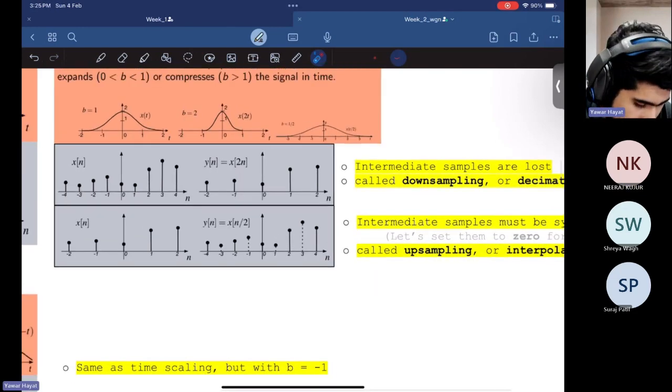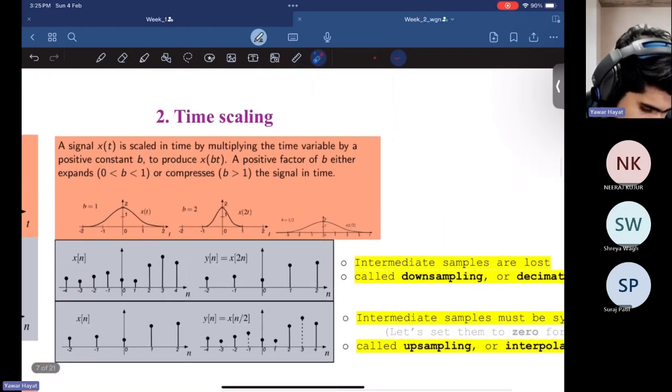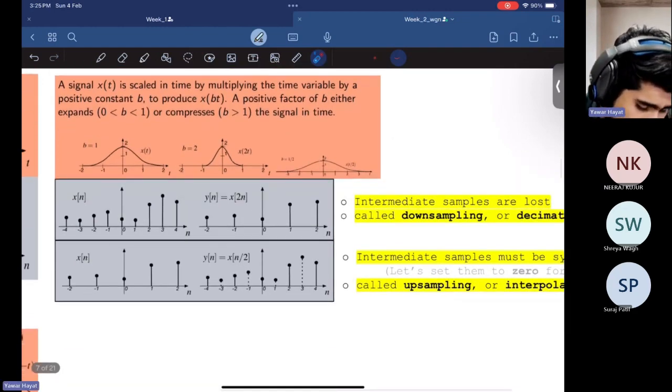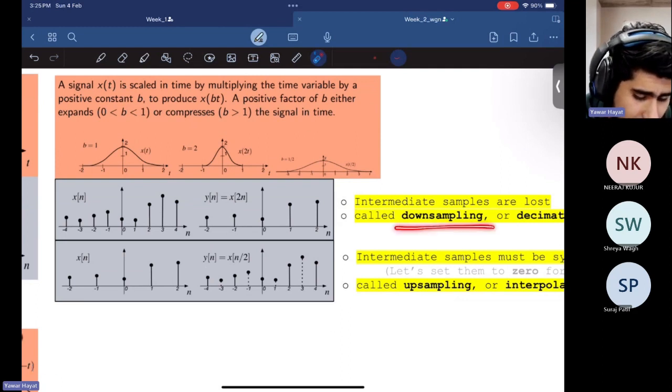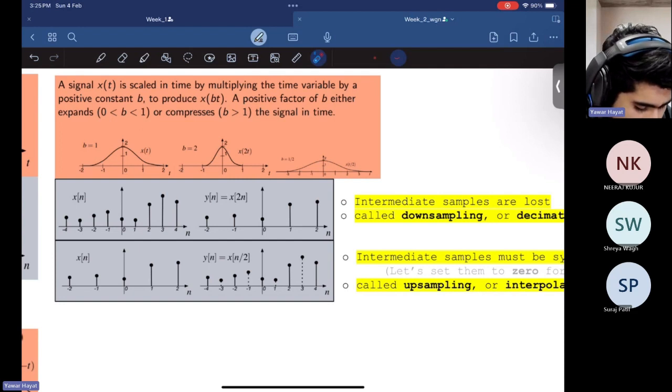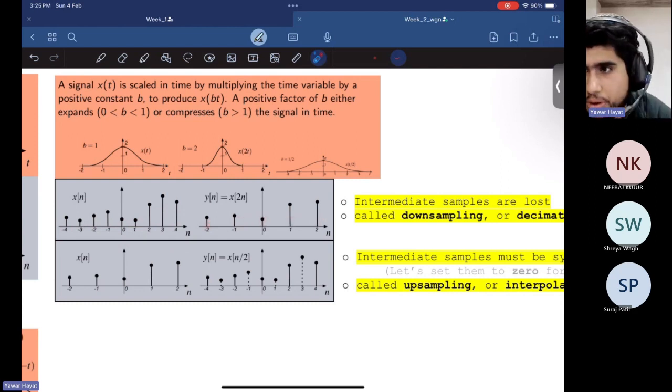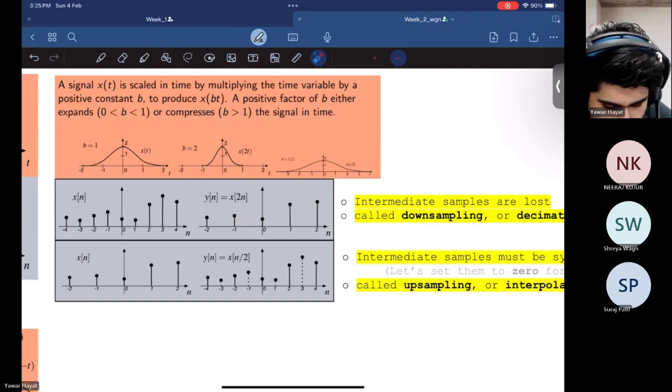Similarly, this is called downsampling. When this factor b is greater than 1, we call this signal downsampled. Because note, earlier we had 1 2 3 4 5 6 7 8 9 samples, and after performing this operation we have 1 2 3 4 5. We have fewer samples than the original sequence, so that's why this operation is called downsampling.